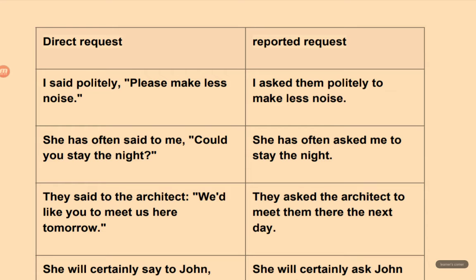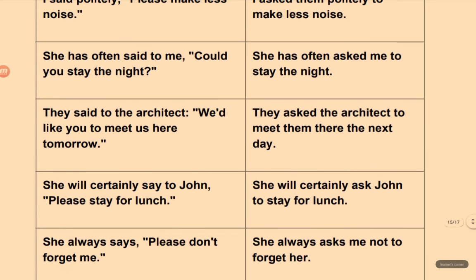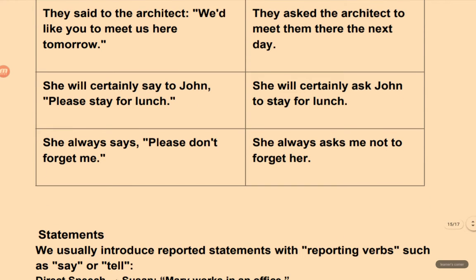The next one is, she has often said to me, "Could you stay the night?" That will change like this: she often asks me to stay the night. Then the next one is, they said to the architect, "We would like you to meet us here tomorrow." They asked the architect to meet them there the next day. Then another one, she will certainly say to John, "Please stay for lunch." She will certainly ask John to stay for lunch. She always says, "Please don't forget me." She always asks me not to forget her.